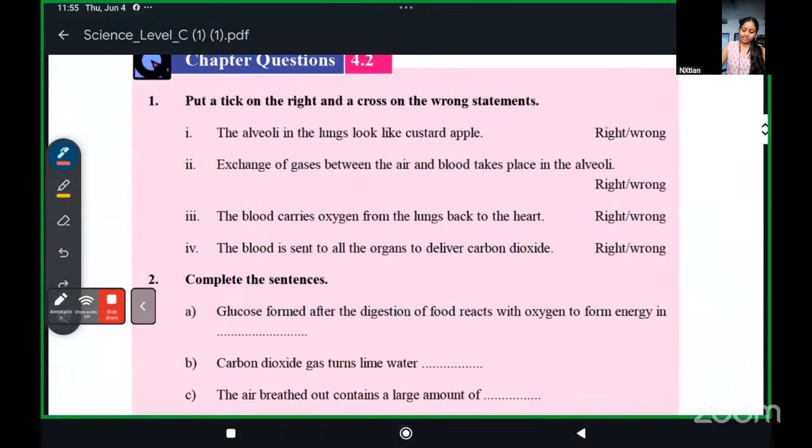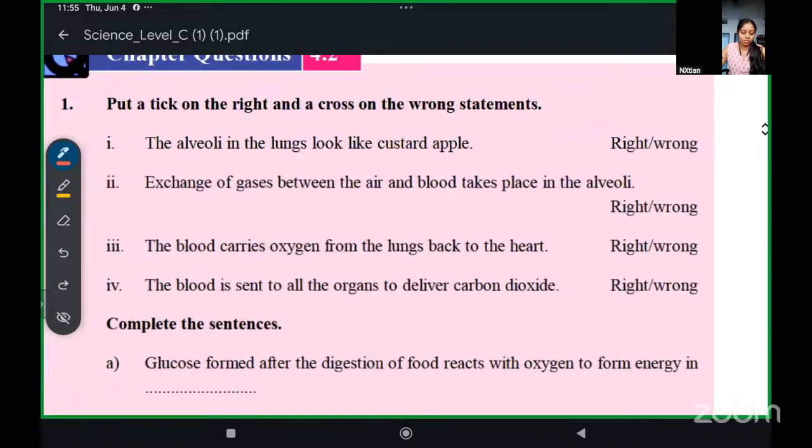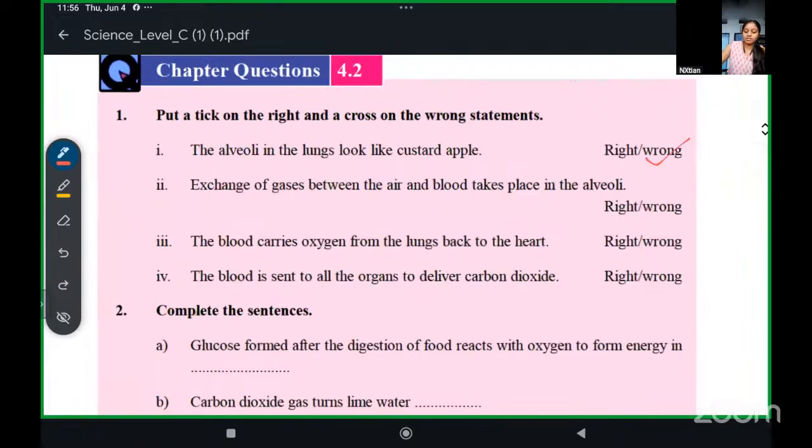Okay, let's resume. The alveoli in the lungs look like custard apple. True or false? False. Why might it seem true? The book mentions grapes, like a bunch of grapes. But have you seen a custard apple? It's also a cluster, you know?